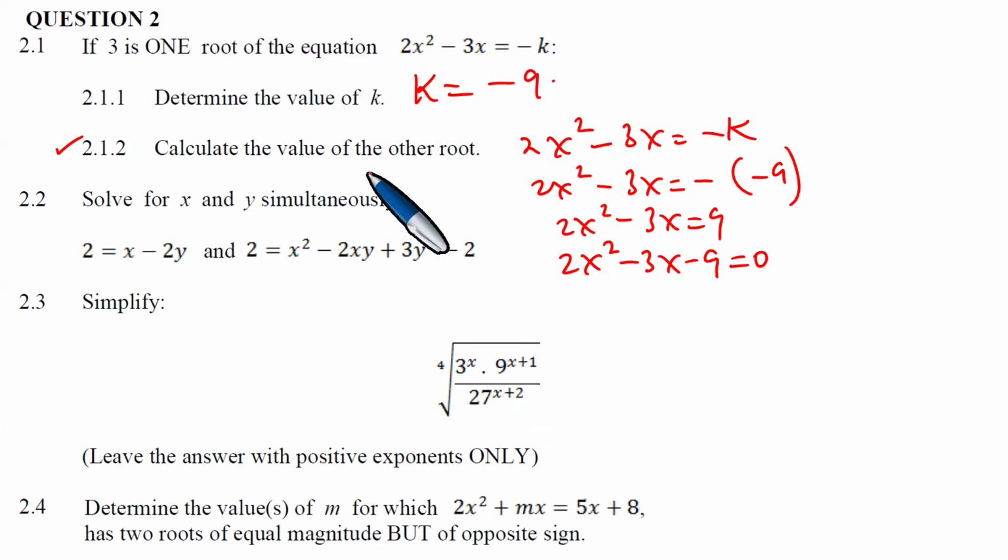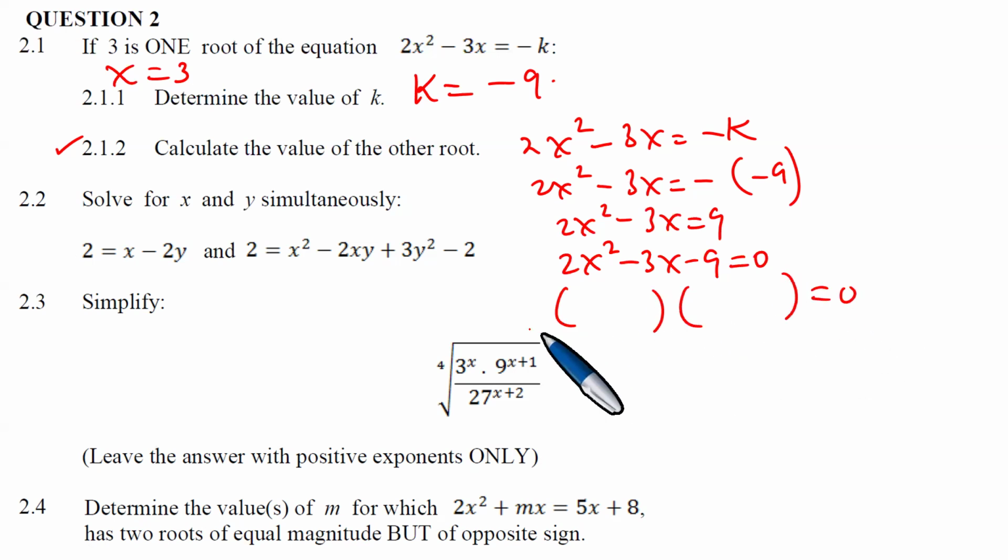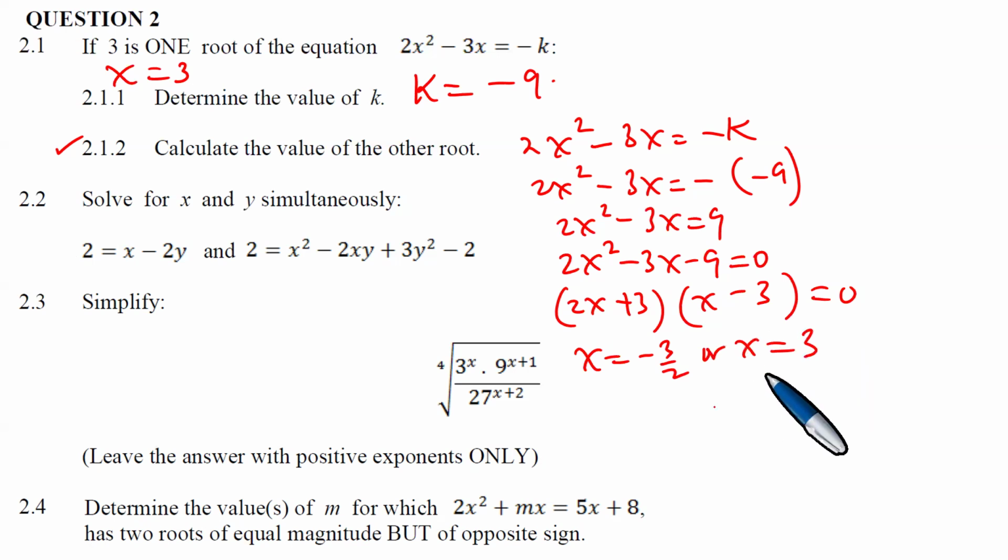Because now we need to calculate the value of the other root. We got that if 3 is one root, meaning x is 3. Right, so what do we do here? We need to factorize this. What are the factors of this? I'm going to be very brief in factorizing this. The factors are 2x plus 3, x minus 3. And therefore, this means that x is minus 3 over 2, or x equals 3. Those are the factors.